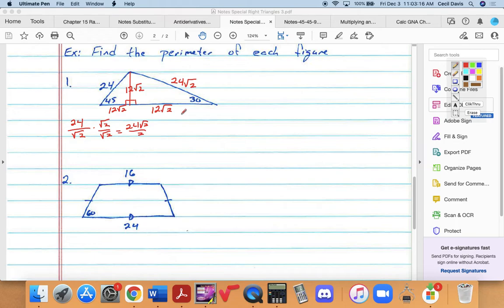Times it by the square root of 3. So this is 12 square roots of 6. And we have to add it to 12 square roots of 2. So we've got to add all of these pieces together. So the perimeter is going to be 24. Wait, how did you get that?